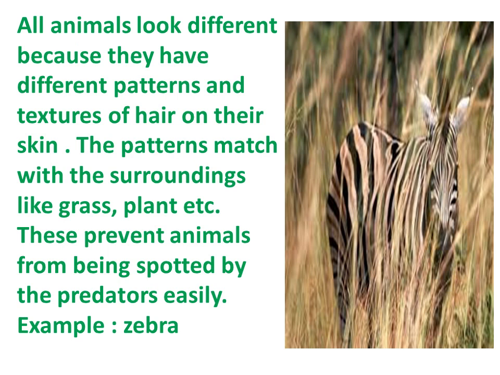One of the reasons why all animals look different is that they have different patterns and textures of hair on their skin. The patterns and stripes present on the body of animals match with their surroundings like grass, plants, etc. These prevent animals from being spotted by predators easily. Example, zebra. When a zebra hides itself behind the grass, these stripes confuse predators in identifying it, thereby providing protection.